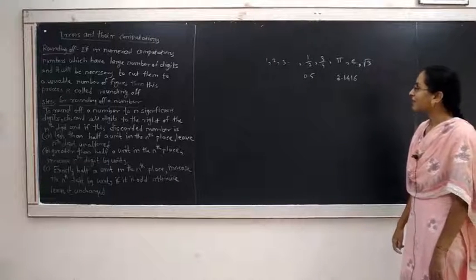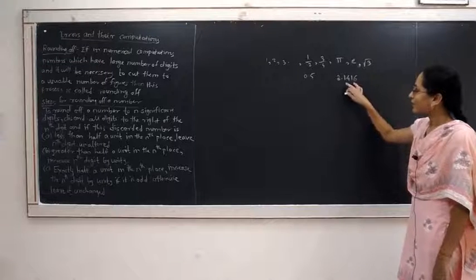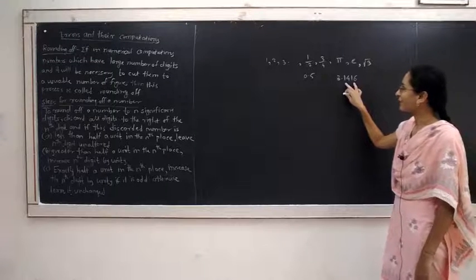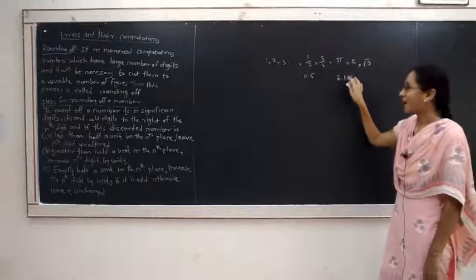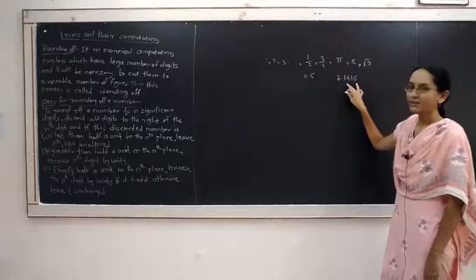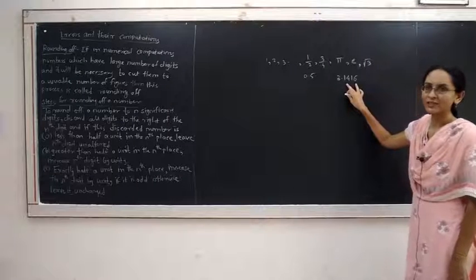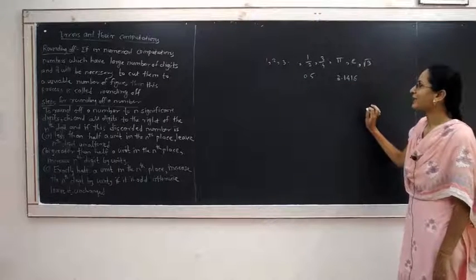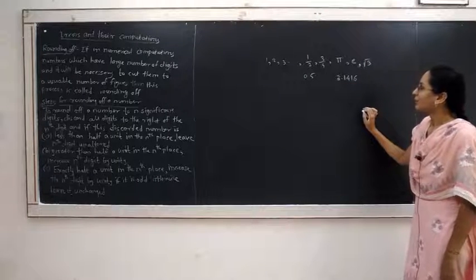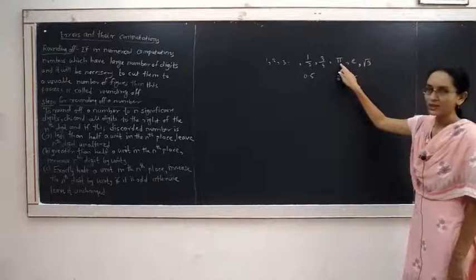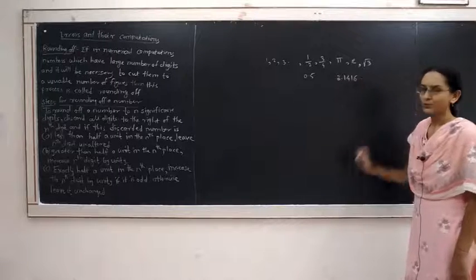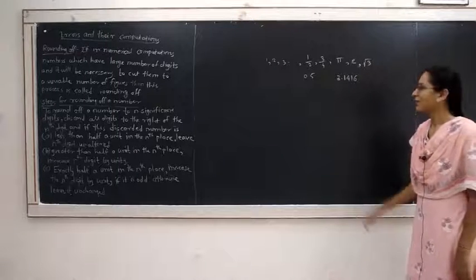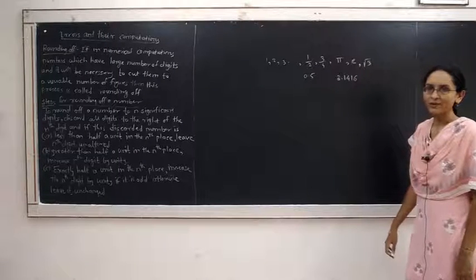Hence, the number of digits that are required to express the given number are called significant digits or significant figures. The number of significant figures to represent the approximate value of pi is 5: 1, 2, 3, 4 and 5. There are 5 significant figures to represent this approximate value of pi.